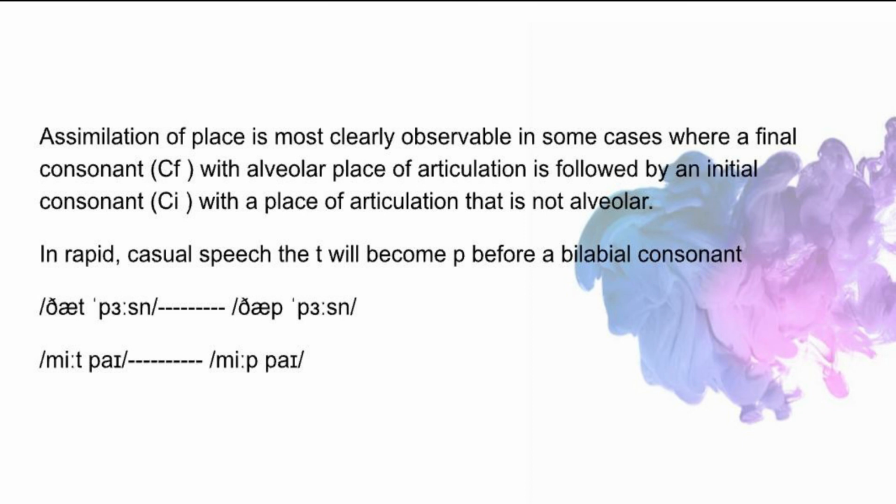The same occurs with the words meat pie. Meat has the final consonant, which is in the alveolar place of articulation. But pie has an initial consonant, which is p, and is a bilabial consonant. So instead of pronouncing meat pie, we would pronounce me pie, and we can see that the t sound is adopting the p sound.